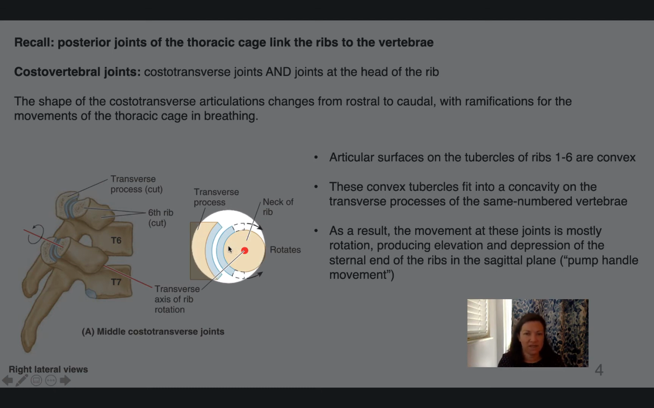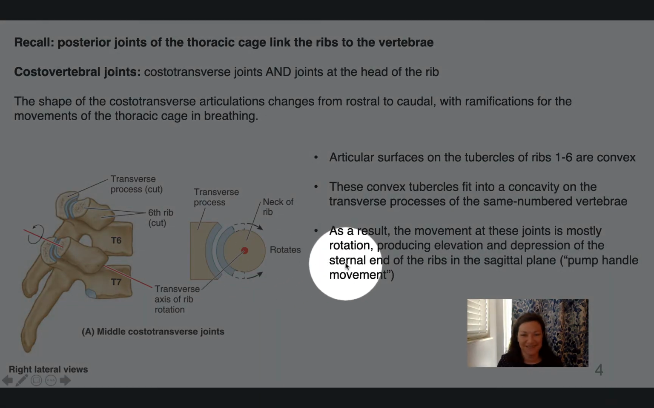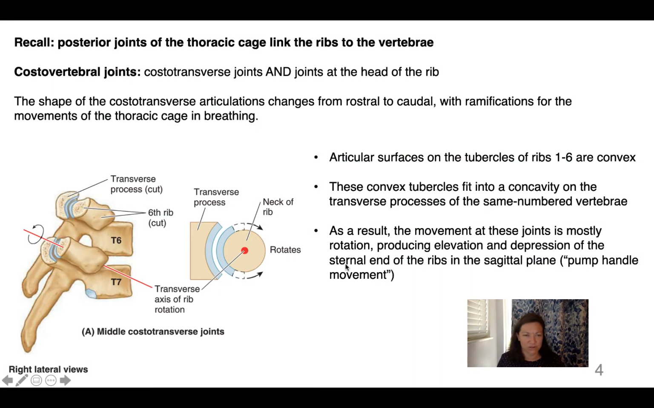And what that anatomical arrangement creates is elevation and depression of the sternal ends of the rib in the sagittal plane. So that's a confusing sentence, but if you put your hand on your sternum and take a deep breath, you will feel your thoracic cage expand anteriorly. And this is what's known as the pump handle movement.